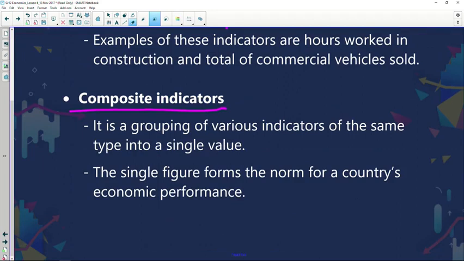So earlier on we looked at the lagging indicators and the leading indicators as well. The terminology itself, leading, means these indicators come first, and after them we will have a sense of the direction that the economy will take. But if you're lagging, it means that you are trailing behind. So these indicators will not change until the business cycle itself has changed. And here we've got a composite, which is a combination of various indicators of the same type being put together into a single value, and then the single figure forms the norm for a country's economic performance.